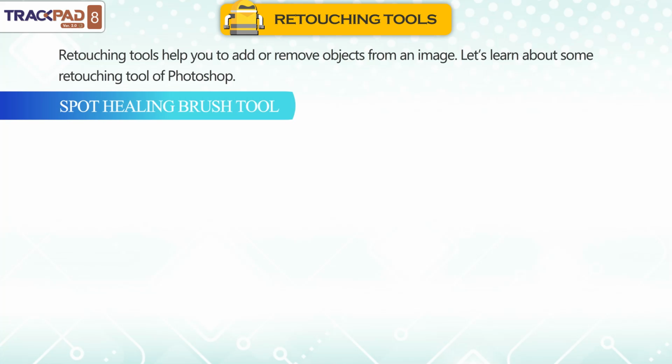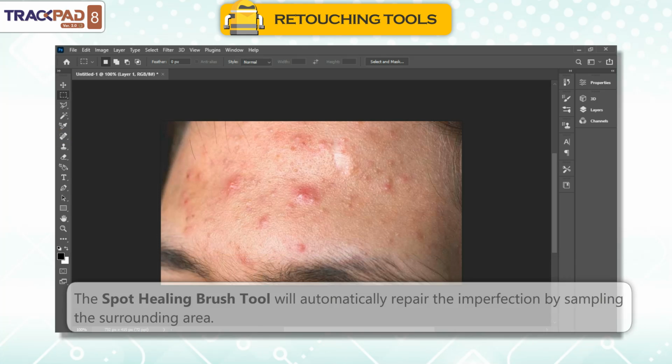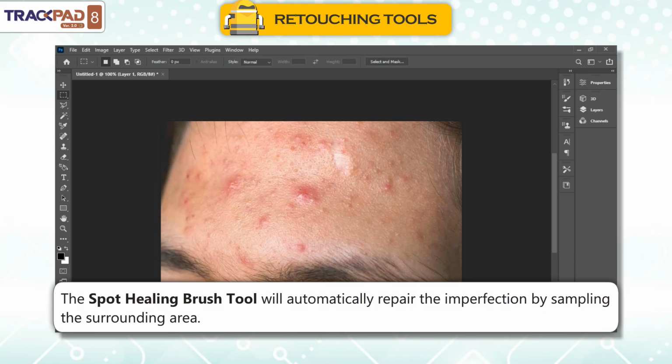Spot Healing Brush Tool. Spot Healing Brush Tool is primarily used to remove or repair spots, scratches, or other unwanted elements from an image. It is also known as Texture Replacement Tool. To use it, point to the imperfection you want to get rid of using a suitable brush. Brushes can be selected from the options bar. The Spot Healing Brush Tool will automatically repair the imperfection by sampling the surrounding area.